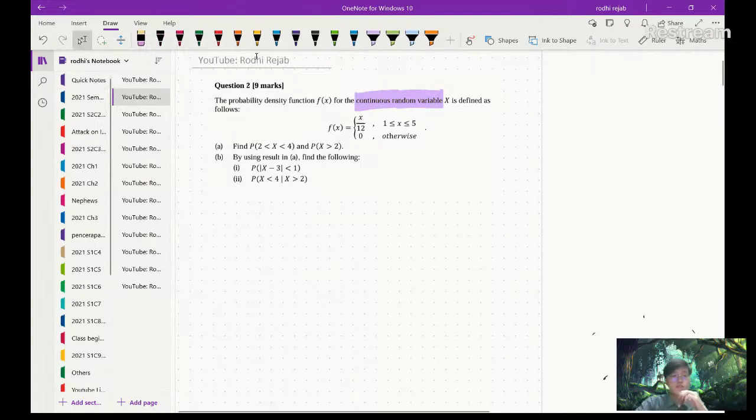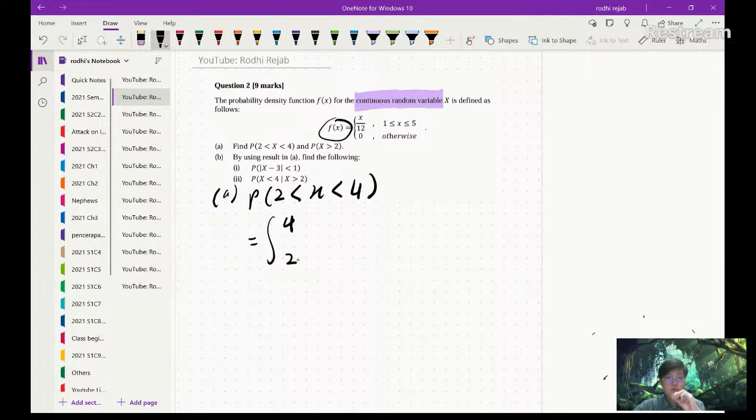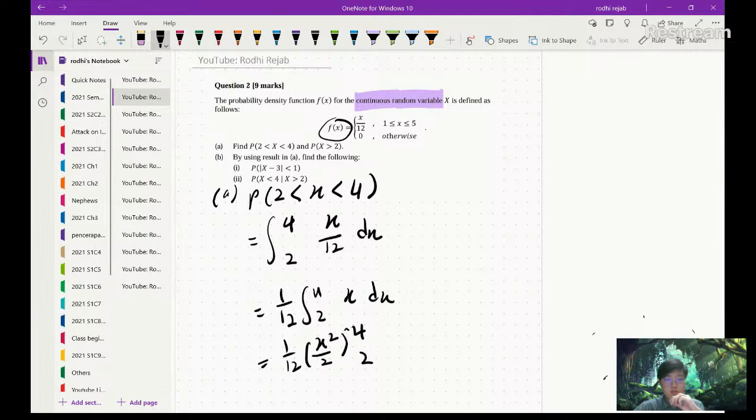Let's look at question A first. Find the probability that x is more than 2 and less than 4. To solve a continuous random variable question, we have to integrate the density function first. Integrate from 2 to 4 of x over 12 dx. To simplify, we move the 1 over 12 outside first, then do the integration. Integrating x gives x squared over 2.